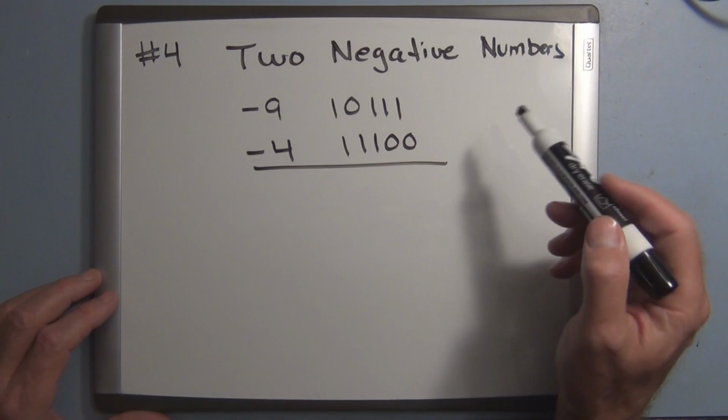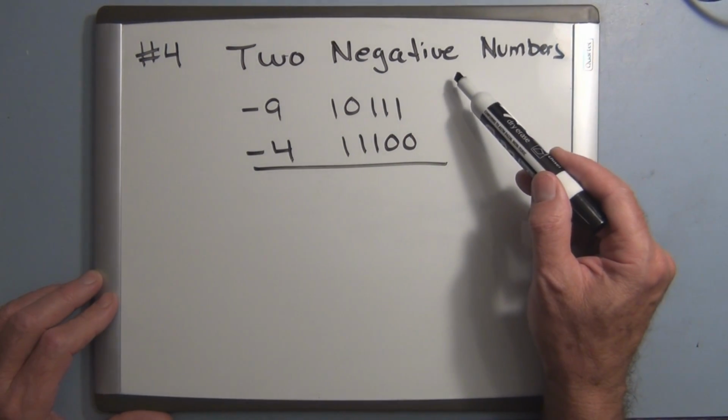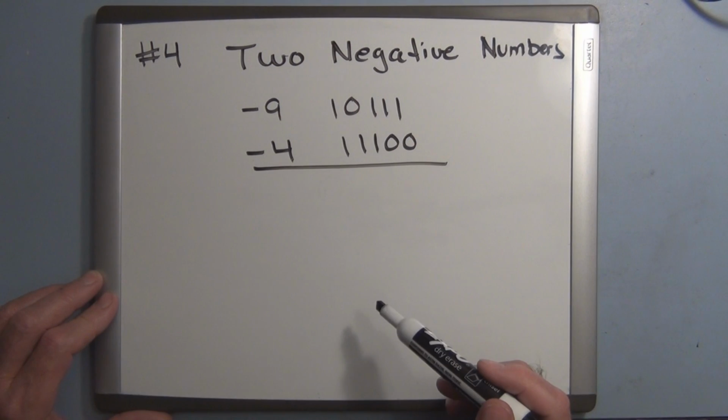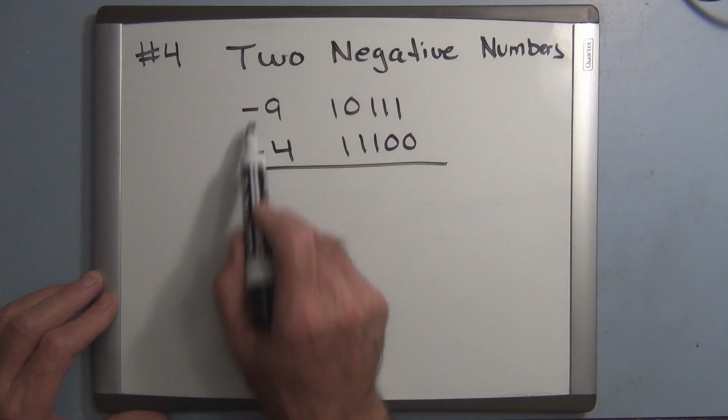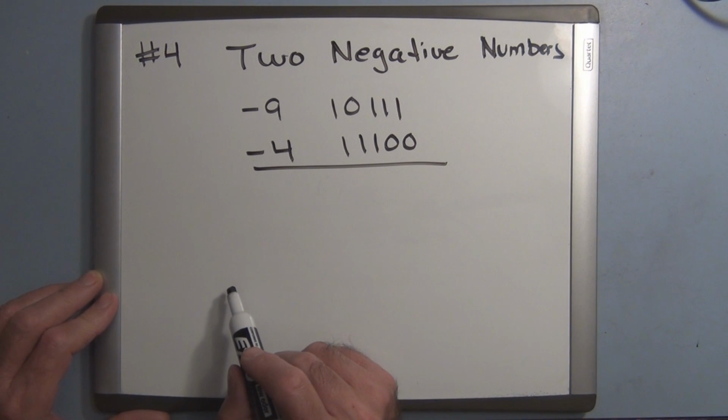In the fourth case, we're going to add 2 negative numbers. Since these are 2 negative numbers, both of them are in 2's complement form.